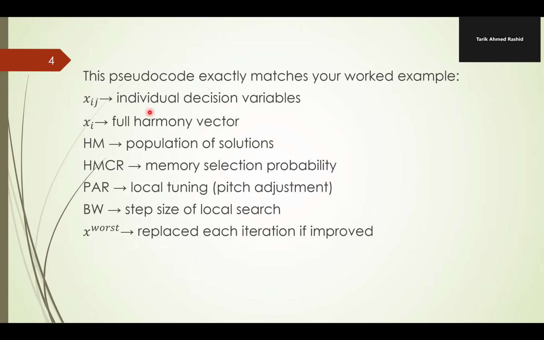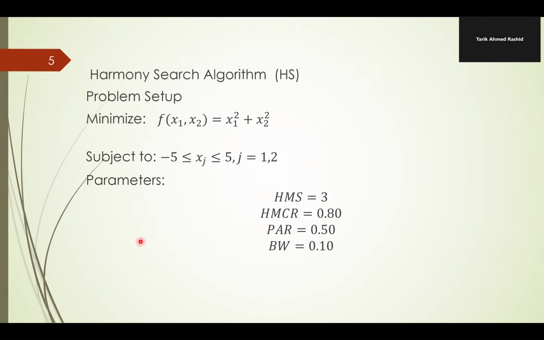So here is the individual decision variable. Here is the full harmony vector. Here is the population of solutions, and this is the considering rate for the harmony memory. This is the adjusting rate for pitch, which is local tuning, and bandwidth is the step size for exploitation, as we said, local search earlier. And that's the worst solution in the harmony memory, which would be replaced if new solutions are better.